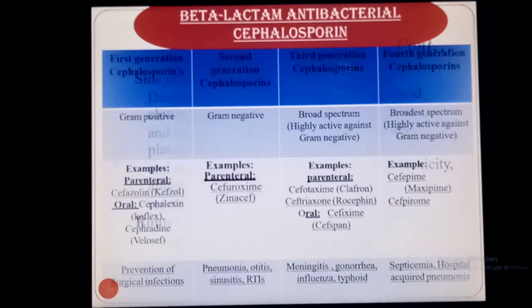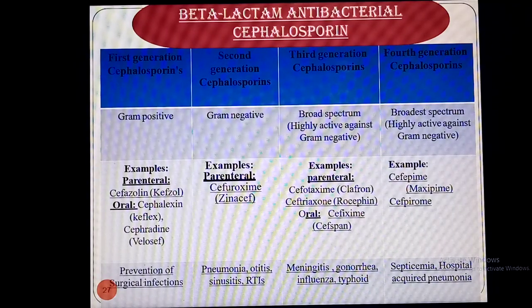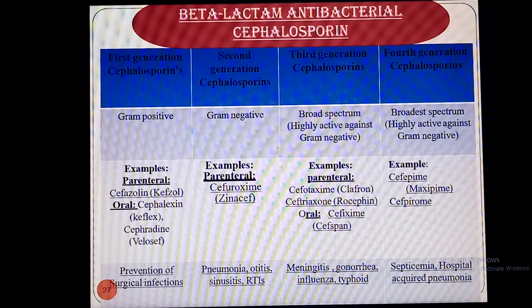Okay, now look here. These are the beta lactam antibacterial cephalosporins. These are the first generation cephalosporins, second, third, and fourth generation cephalosporins. So I would like to differentiate between first generation, second generation, third, and fourth.